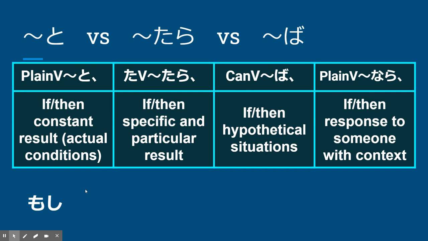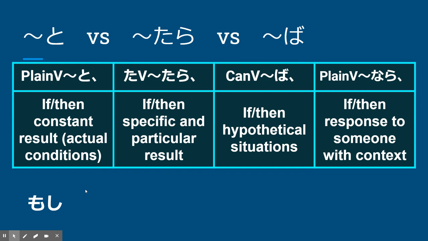The other form that you use, the tara form, watashi wa Nihon ni ittara, if I go to Nihon, watashi wa Nihon ni ittara, nihongo wo shaberu kamoshiremasen, right? If I go to Japan, or when I go to Japan, I will probably speak in Nihongo. It's not an actual condition. It's not a constant result. So I have to use the tara.